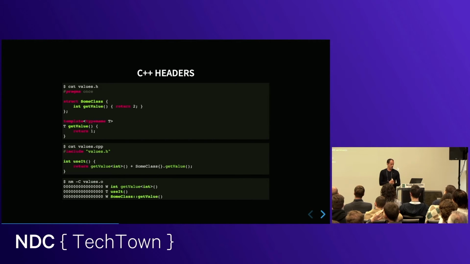So how does that work? Let's run nm again, and now we're in C++, so I pass -C to demangle the names, so we get the proper C++ names and not the weird mangled names. And then we can see that use it, which is a normal function, is still capital T, in the text section, global binding. But these two get value functions now have a W. And the W is a new thing. Like we've seen, global binding means it's available everywhere. Local binding means it's internal to this file. Weak binding means it's kind of like global, but you can have many of them.